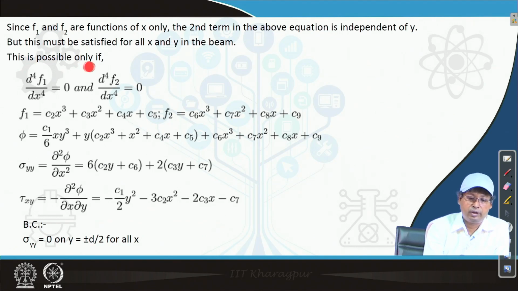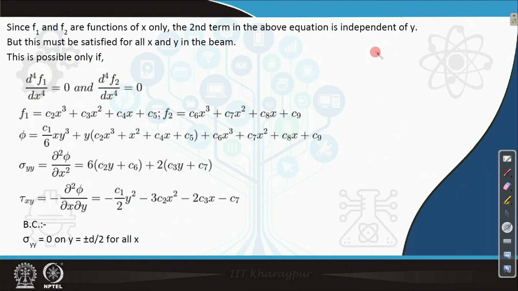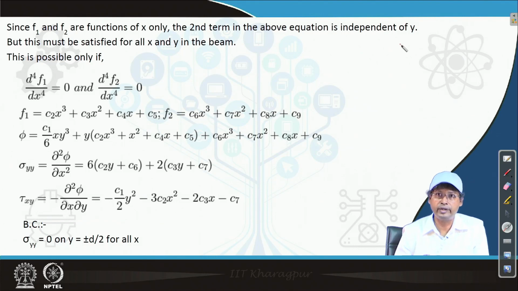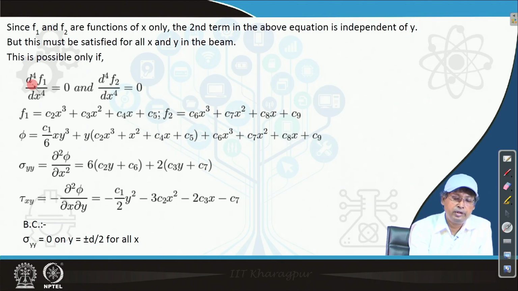This is possible only if this is equal to 0. Stating this is very easy, but it requires a lot of understanding of the mathematical equations. If you think deeply, you will also come to the same conclusion that these two functions individually must be 0 to be satisfied by the grad 4 phi equation.